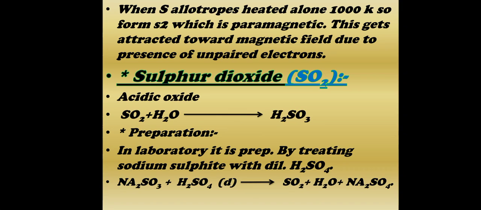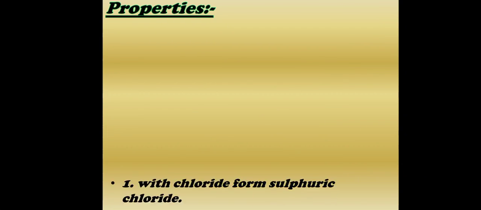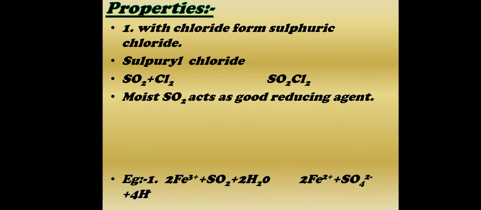Passing on to the next compound, SO2, sulfur dioxide. It is an acidic oxide because with water it gives you H2SO3, sulfurous acid. It can be prepared by various methods. If you heat sodium sulfite with dilute H2SO4, you get SO2. Let's talk about its properties.